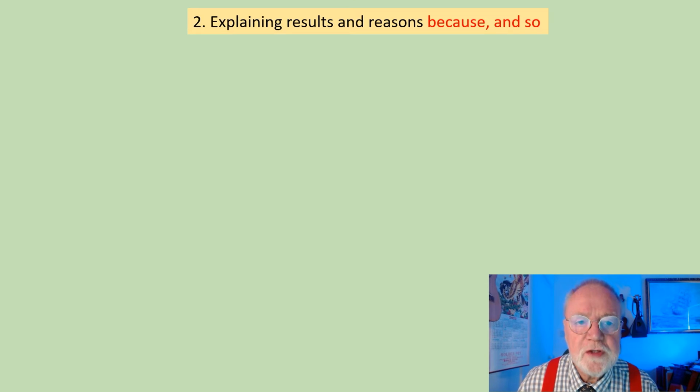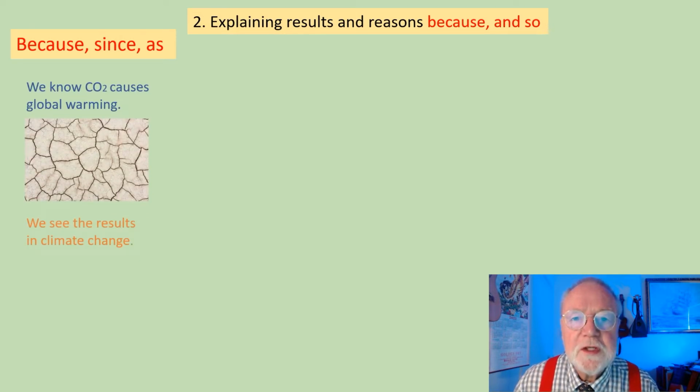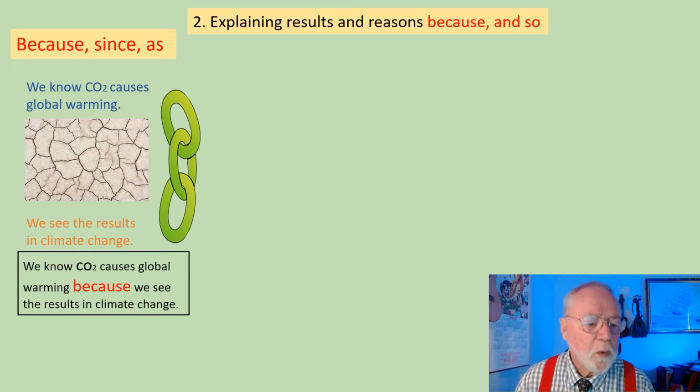The second group of conjunctions help us explain results and reasons. They very often include the words because, since and as. If you look at these two sentences, we know CO2 causes global warming. We see the results in climate change. Now, it would be nice to link those together to give us a more complex sentence. So we can say, we know CO2 causes global warming because we see the result in climate change.